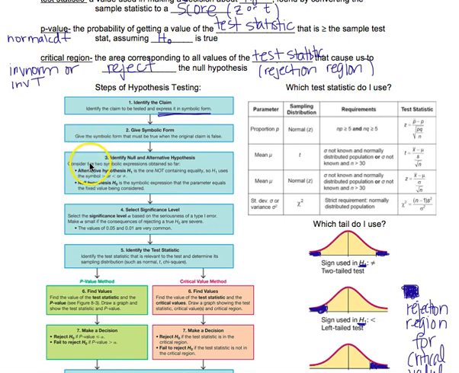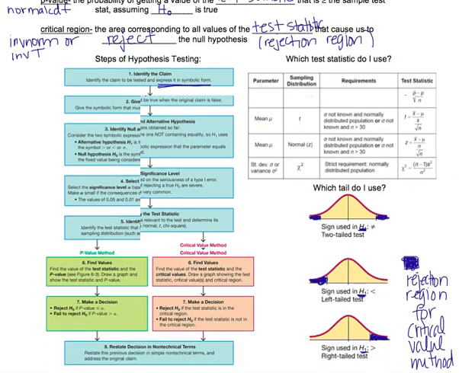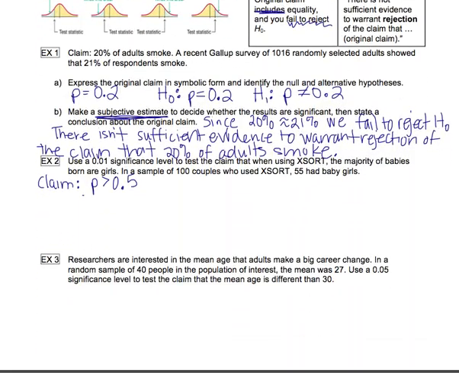Next, we already did the symbolic form. Now we're identifying the null and alternative hypotheses. So the null hypothesis always has to use an equals. When we look at this case, we're talking about P and our value is 0.5. So our null hypothesis is going to be that P is equal to 0.5.